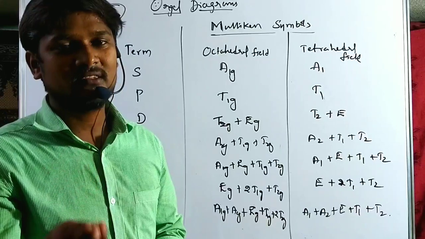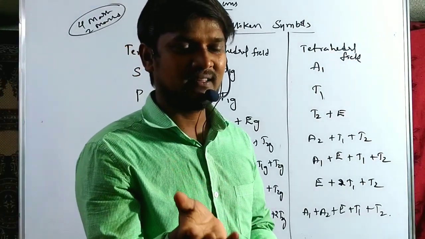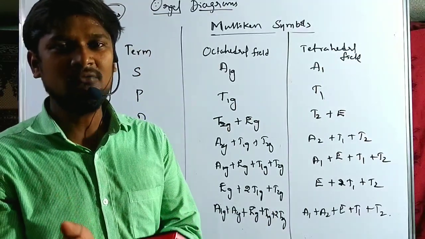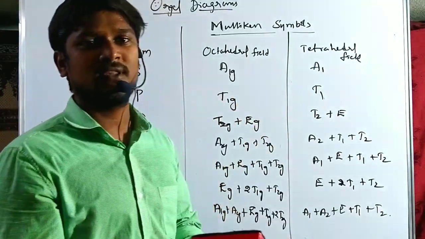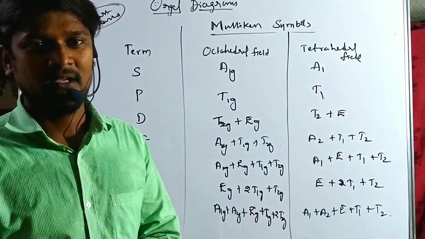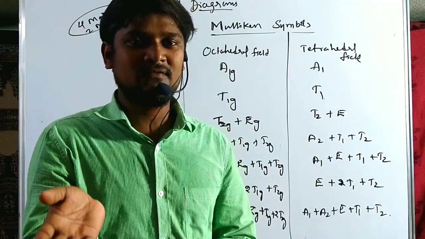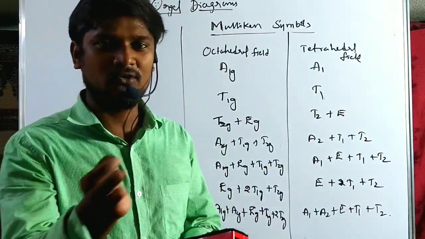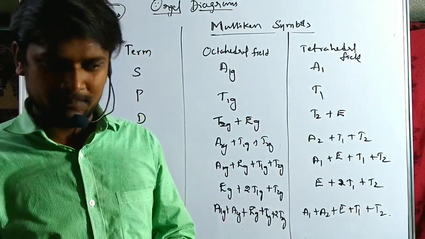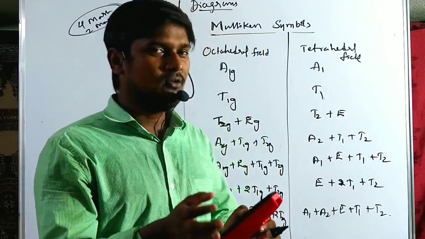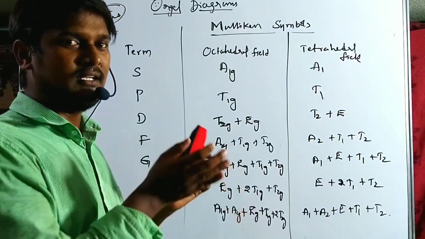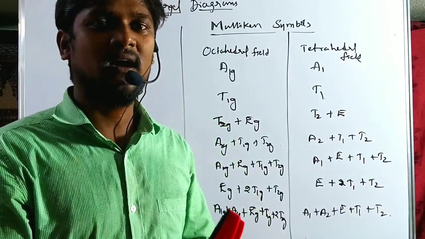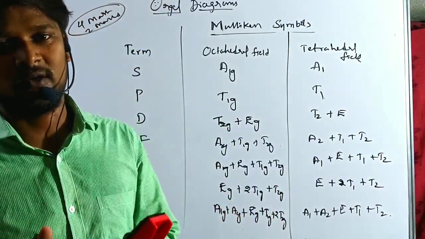The spectroscopic term can be split further. In an octahedral and tetrahedral environment, how are they split when the ligand approaches the central metal atom? How does the ligand strength affect the splitting energy of a spectroscopic term? All of this is explained by the Orgel diagrams. Before going to the Orgel diagram, there are certain things we need to deal with. The first is the spectroscopic term symbols and the splitting energy levels of those terms.